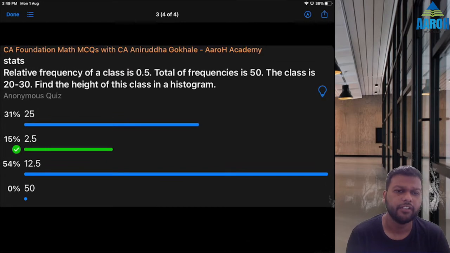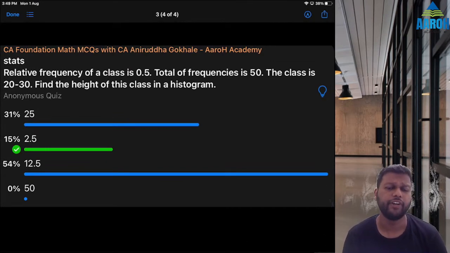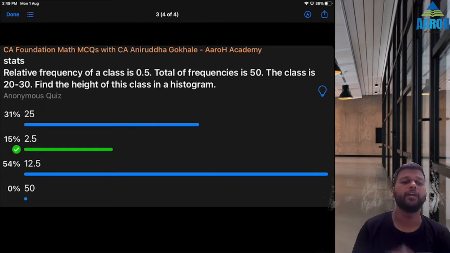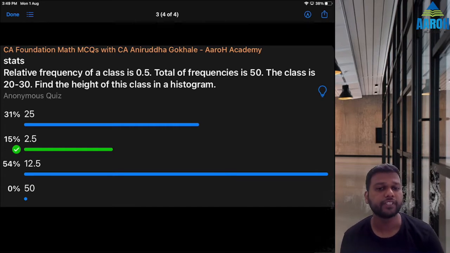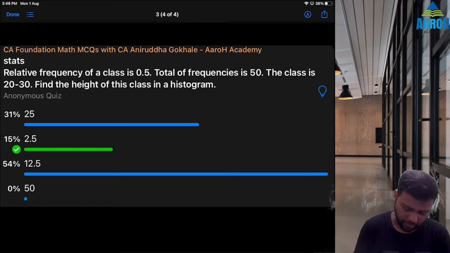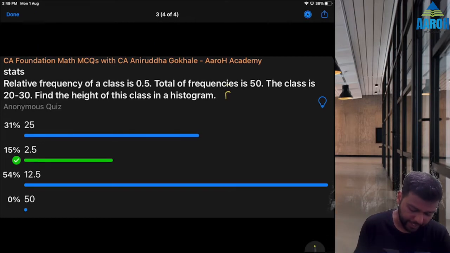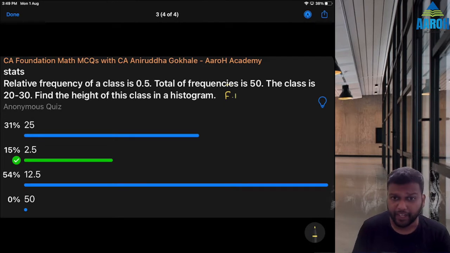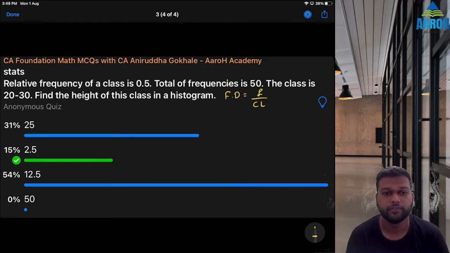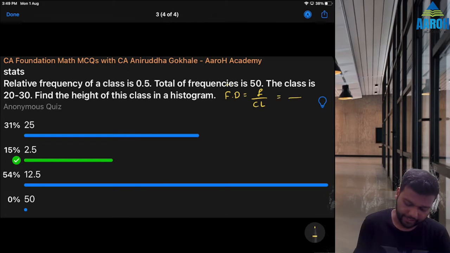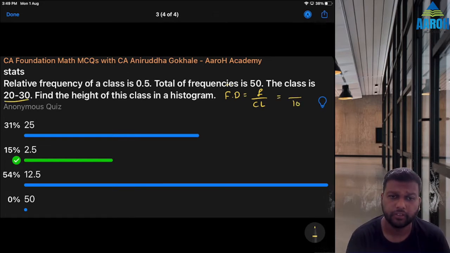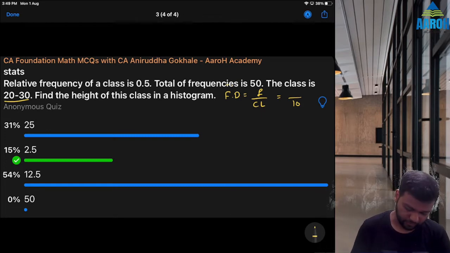Next, the relative frequency of a class is 0.5. Total of frequencies is 50. The class is 20 to 30. Find the height of this class in a histogram. Concentrate. In a histogram, height is frequency density. And frequency density is what? Frequency upon class length. We know that class length is 10, because for 20 to 30, we have to assume it is continuous. Now what is frequency? Let's see.